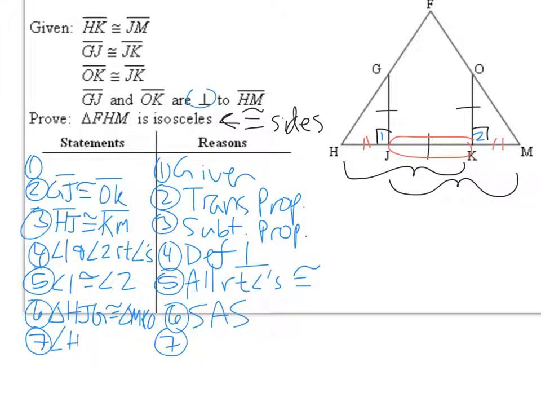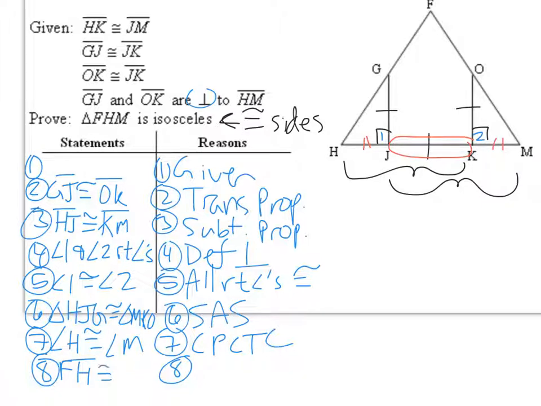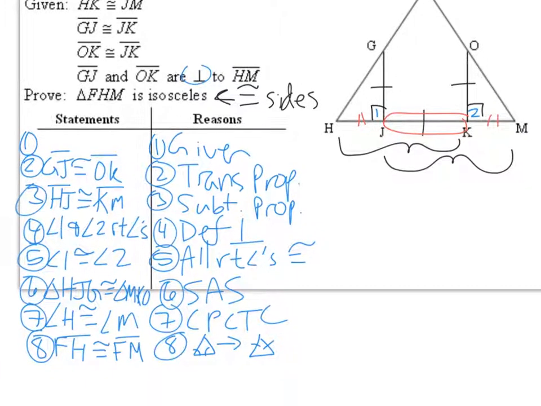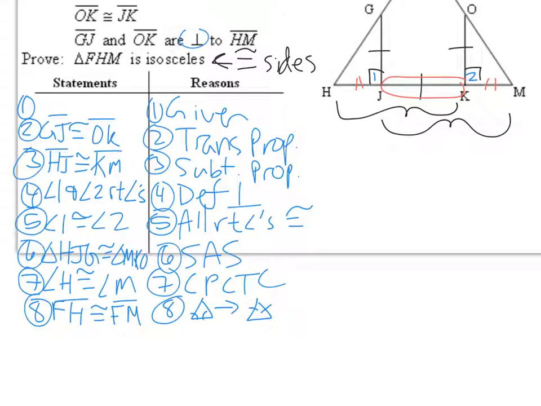Angle H is congruent to angle M by CPCTC. And lastly, oh, not quite. Almost done. I can get my sides congruent. FH is congruent to FM by if angles, then sides. And lastly, but not leastly, triangle FHM is an isosceles triangle.